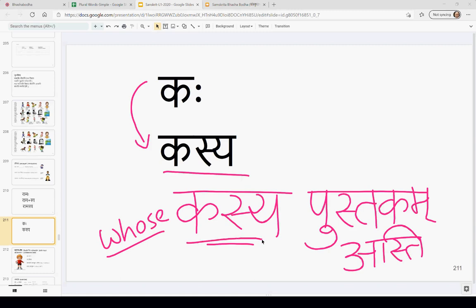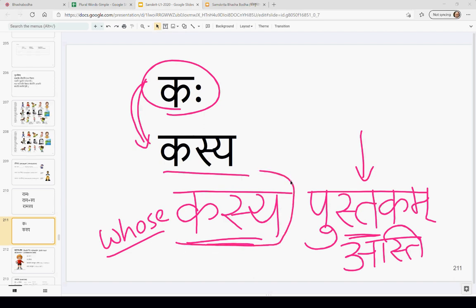Whose in the sense of masculine. This is because kaha is a masculine word, pullinga word, and its sixth case ending or shashthi vibhakti is kasya. Kasya pustakam asti. Whose book is that? Now, pustakam. What is the lingam of pustakam? Napunsaka. This is napunsaka lingam, but this kasya is not a napunsaka lingam word that we are using.